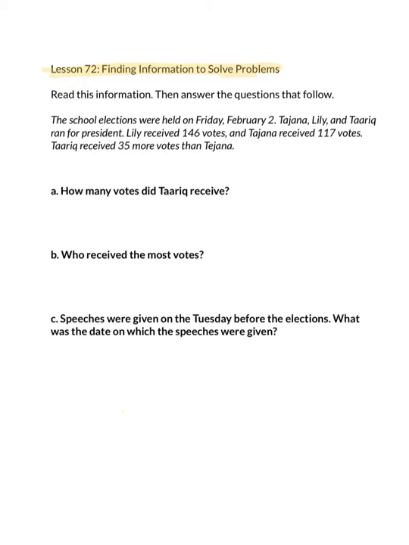Now I'm going to go to question A. How many votes did Tyreek receive? We don't have a number for Tyreek's amount of votes, so we need to look at how to find it. Tyreek received 35 more votes than Tahana. So we're going to take Tahana's votes, which is 117, and we're going to add 35 to it.